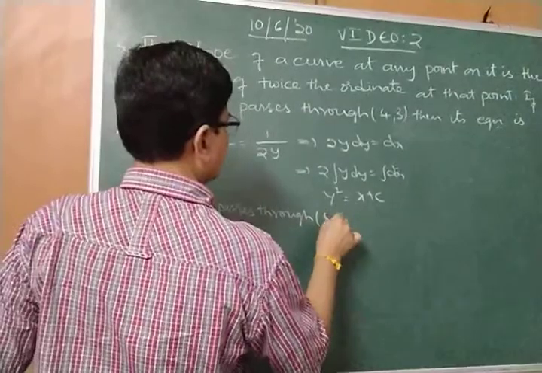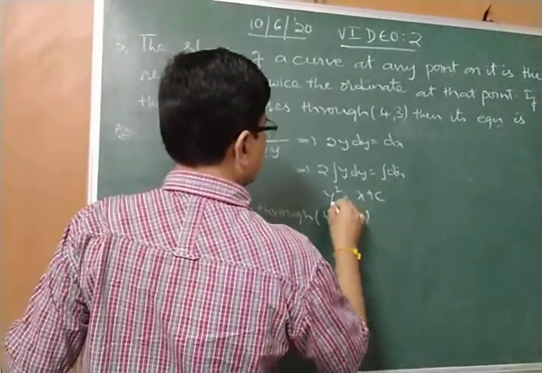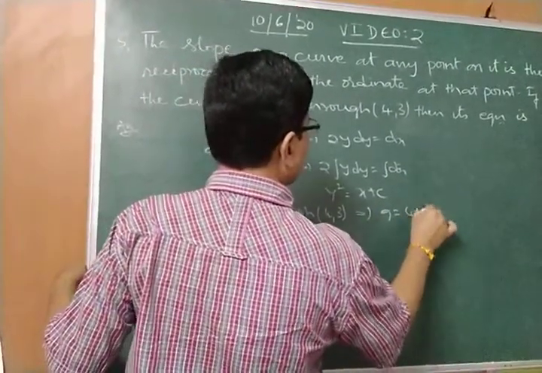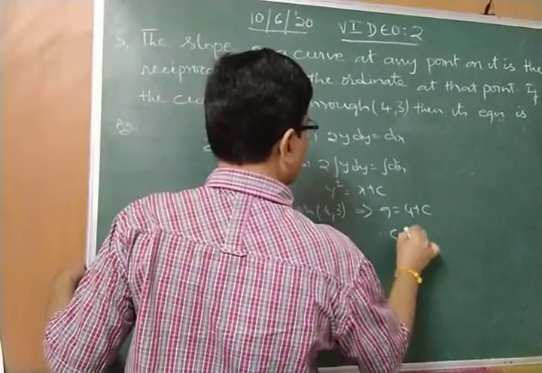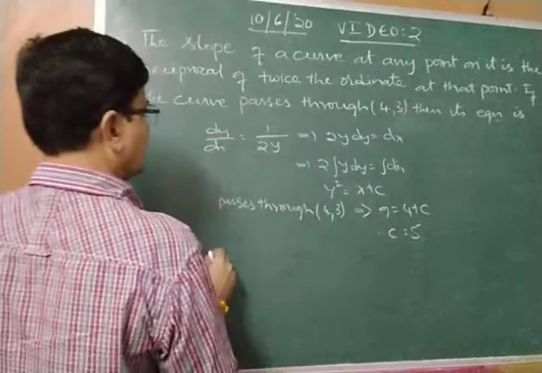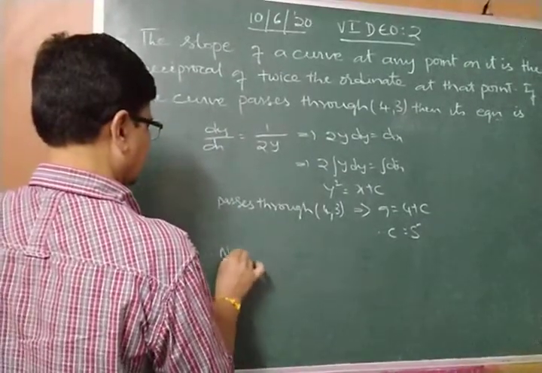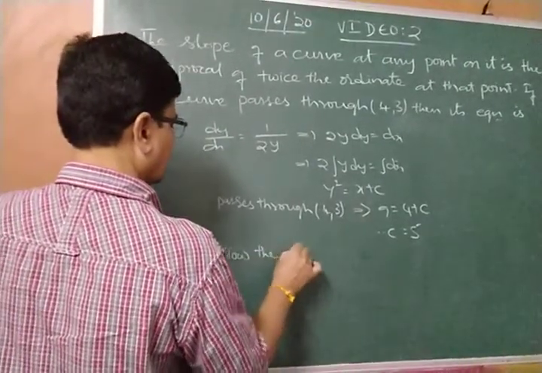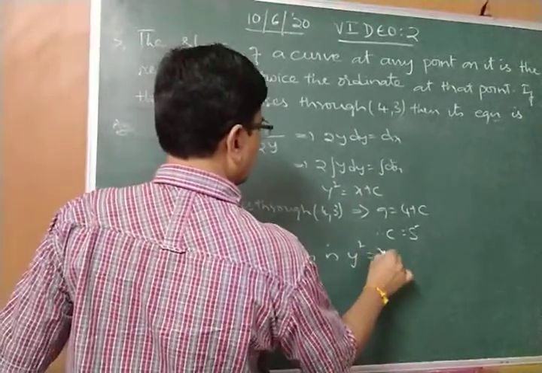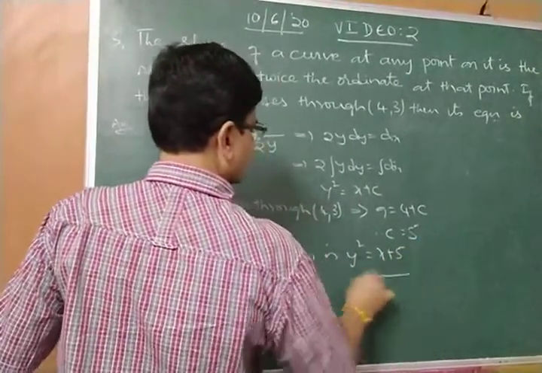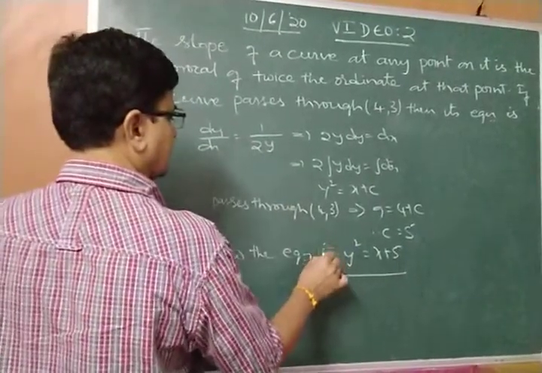If it passes through (4, 3), that implies 9 is equal to 4 plus c. So therefore c is equal to 5. Now the equation is y square is equal to x plus 5. This is the required equation.